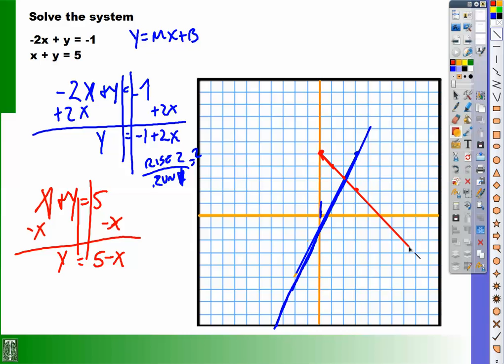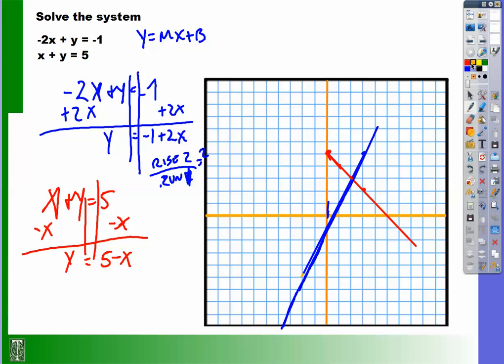There we go. Okay, so now it's going at a slope of negative 1. And so where do the lines cross? Well, the lines cross right here at the point (2, 3). And so that is the solution to my system, where the two lines cross.